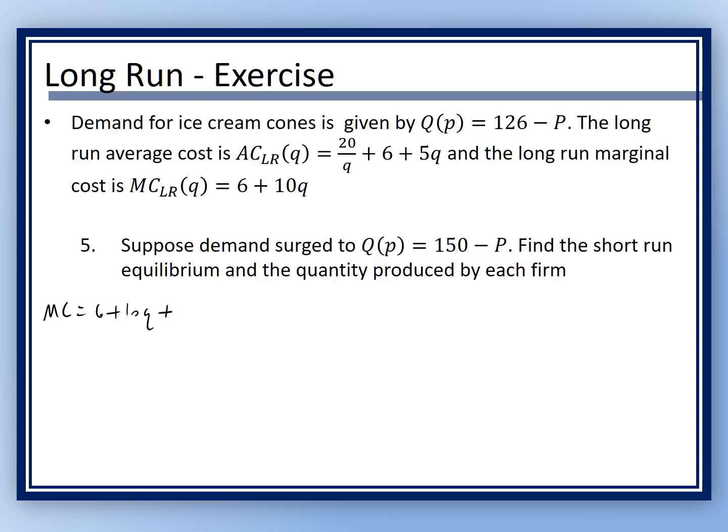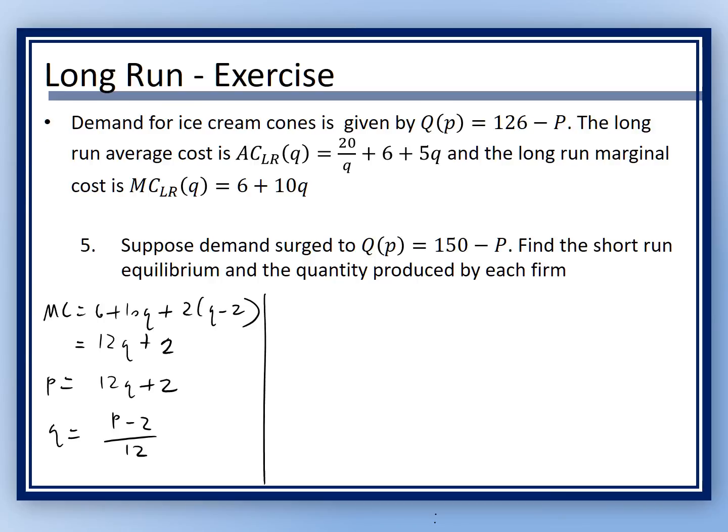MC equals 6 plus 10Q plus 2Q minus 2. And we already rearranged that to 12Q minus 2, right? So you replace MC with price because sellers are charging at the lowest possible price, which is marginal cost. Plus minus 4, oh, plus 2, sorry, not minus 2, plus 2, because it's 6 minus 4, so it's plus 2. 6 minus 2 times negative 2, so 6 minus 4 is 2, 10 plus 2 is 12. Q equals P minus 2 over 12. That's the short run individual supply.